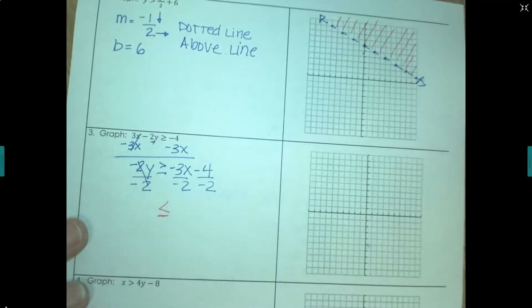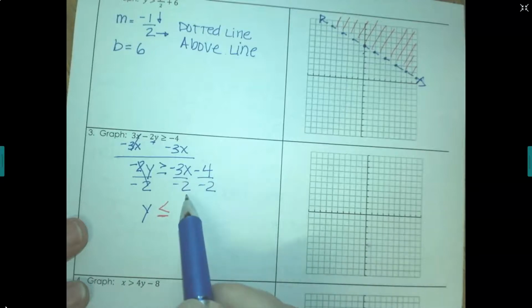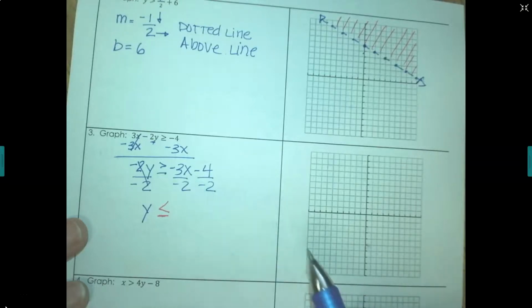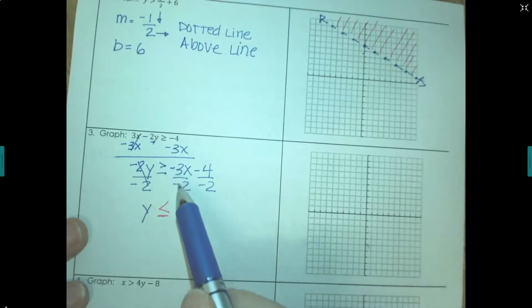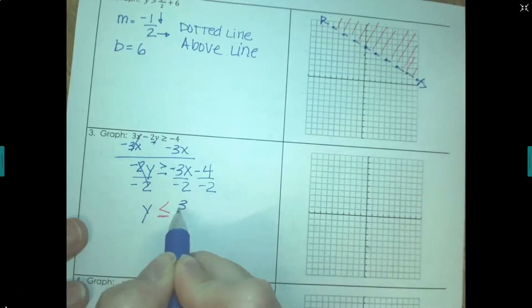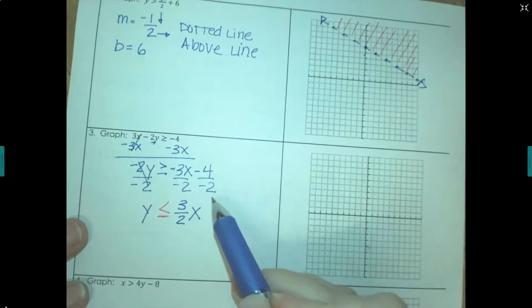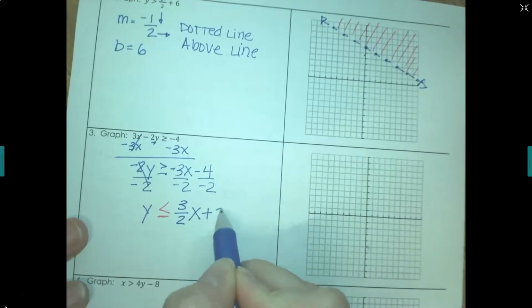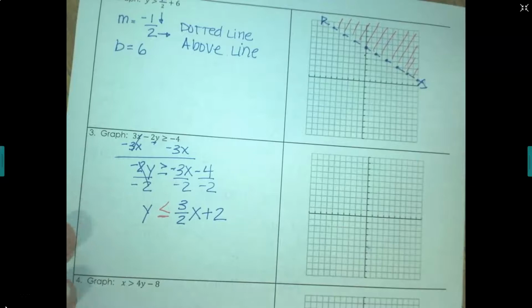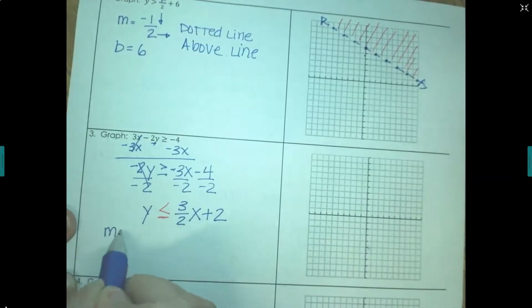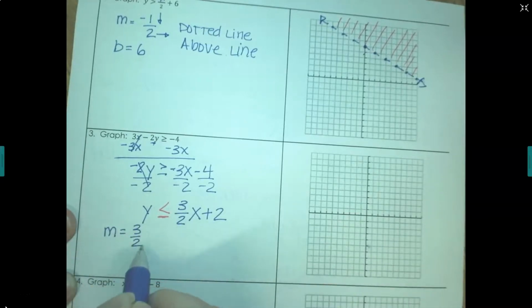-2 divided by -2 cancels to a +1, leaving y. -3 divided by -2. I'm not going to get a whole number if I do that division, so I'm going to leave it as a fraction. And this fraction is already as simple as it can get, so it's going to stay 3/2, and it is going to be positive because I have a negative divided by a negative. 3 divided by 2x. Then I have -4 divided by -2 becomes +2. So my slope here is 3/2.